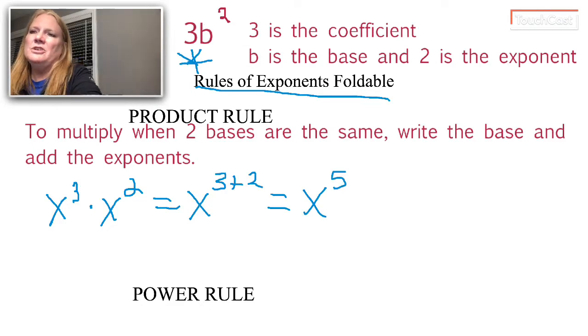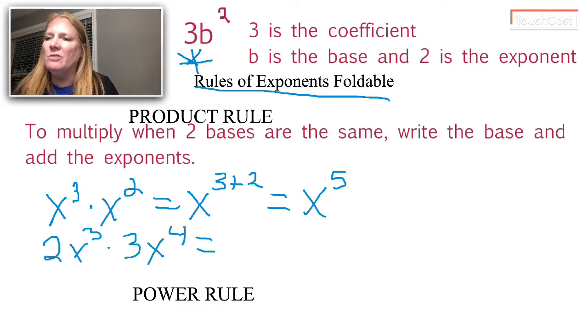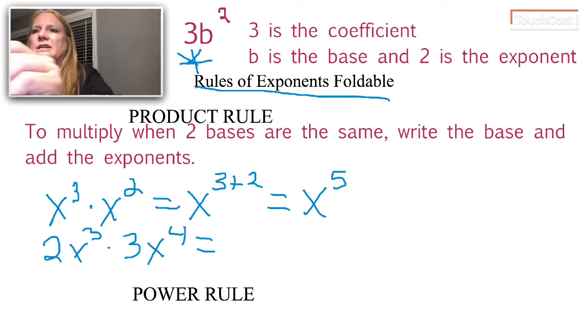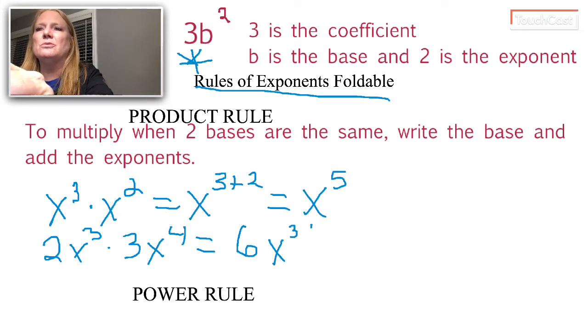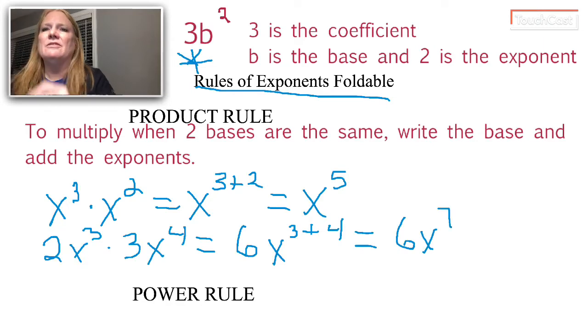Okay, if we had a coefficient out here, say we had 2x to the power of 3, and we'll change it up to, let's say, 3x to the power of 4. Okay, so we would multiply the coefficients together, so 2 times 3 is 6. And then when we multiply with common bases, we add the exponent. So 6, and this would be 3 plus 4. So our final answer would be 6x to the power of 7.